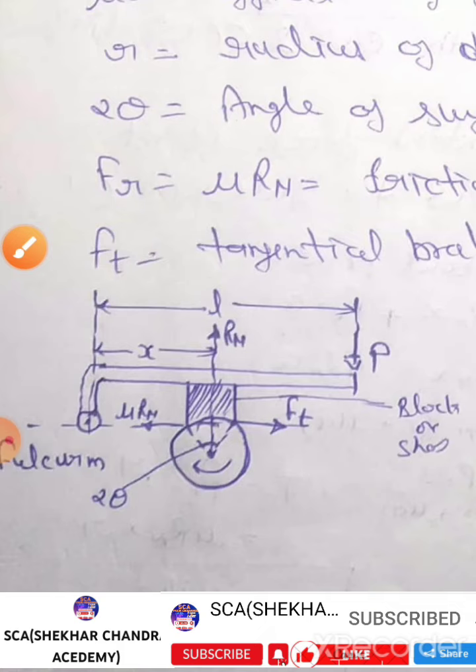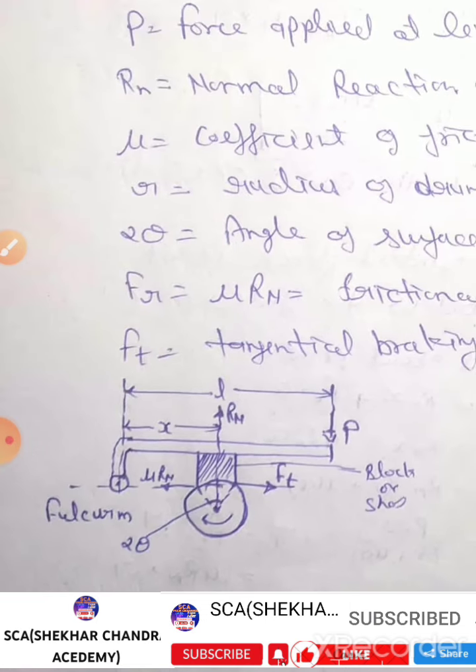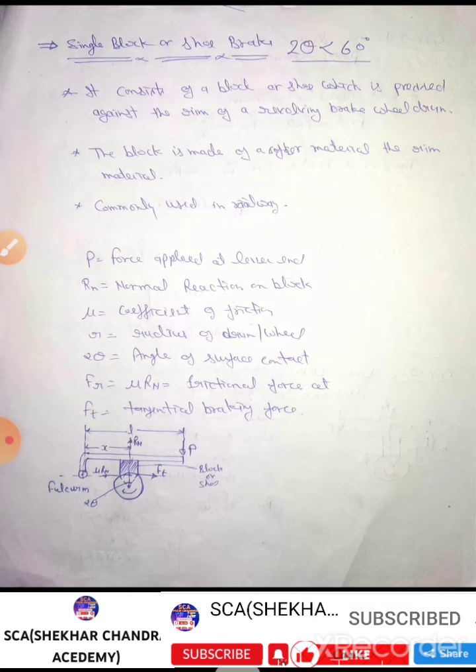Now here some terminology is used for determining the frictional torque or frictional force. P, force applied at lever end. Rn, normal reaction on block. Mu, coefficient of friction. Small r, radius of wheel or drum. 2 theta, angle of surface contact.